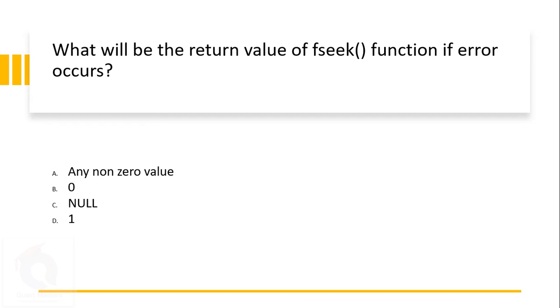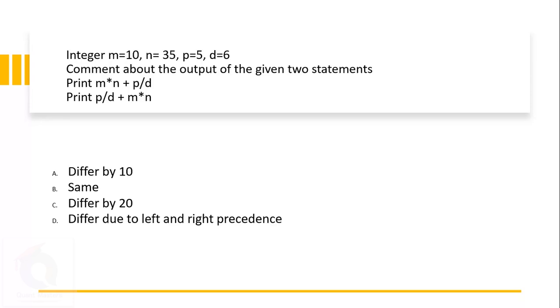So let's go on to the next question. What will be the return value of the fseek function if an error occurs? Now, fseek is a function to go to a particular position within a file. It returns 0 when successful, and it returns a non-zero value when unsuccessful. So the option here is A, any non-zero value. Now these are some theoretical questions. Let's go on and see what other questions are asked.